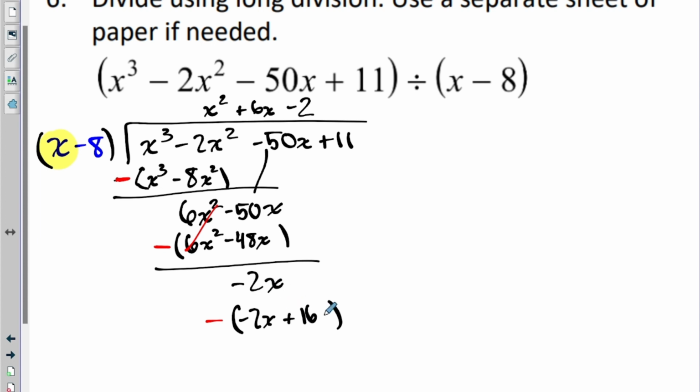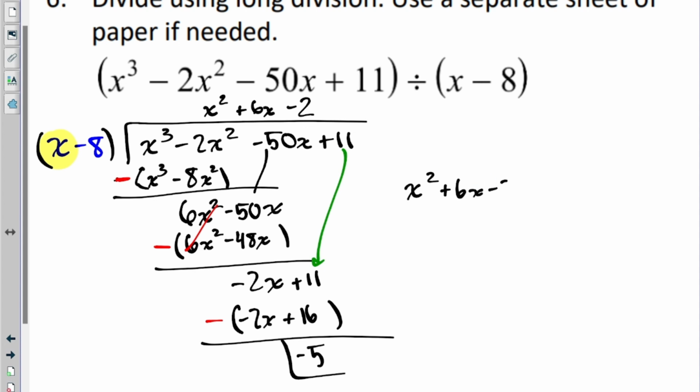And then we're going to subtract them, but I have to drop down this number. So this plus 11 goes right here. We then subtract: negative 2x minus negative 2x cancels, it's 0. And then 11 minus 16 is minus 5. And so my remainder is negative 5, which means that my final answer, this division thing, is x squared plus 6x minus 2, right? That's my quotient.